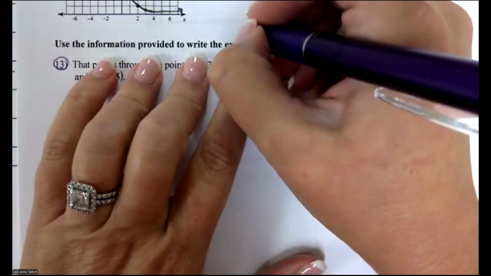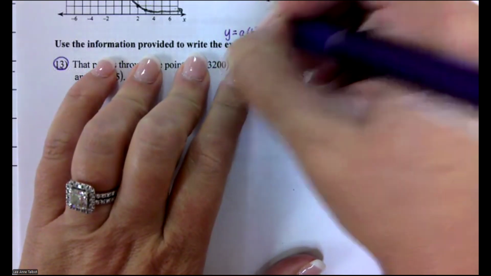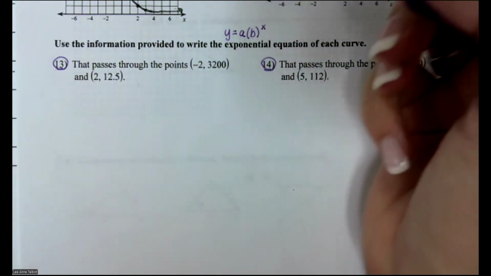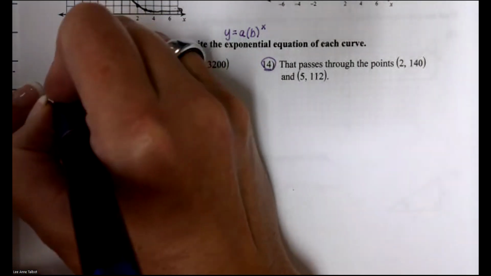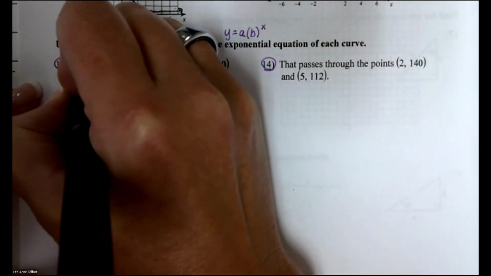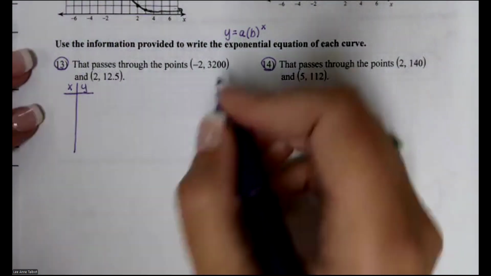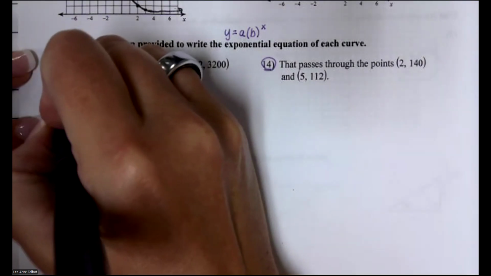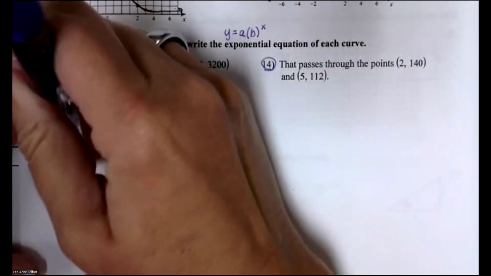So the first thing I want to remind you is exponentials are y equals ab to the x. And the easiest way to find a and b is to make a table. So I use the table method. There's a systems method that works also, but I like the table method the best. Okay, what you need to do is put your 2 points in the table.